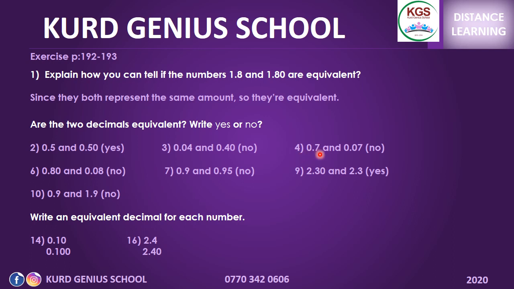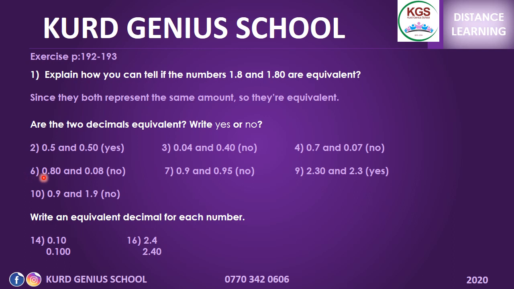Number 4. We have 7/10ths and 7/100ths. Are they equivalent? No. Why? Because this one shows 7 parts out of 10 parts. Be careful. Here, this represents only 7 parts out of 100 parts. So this is not equivalent to this one. So we can't say that these two numbers are equivalent. So the answer is no.